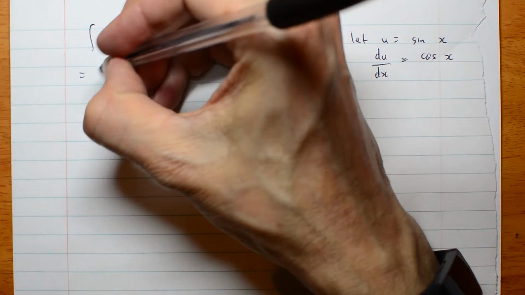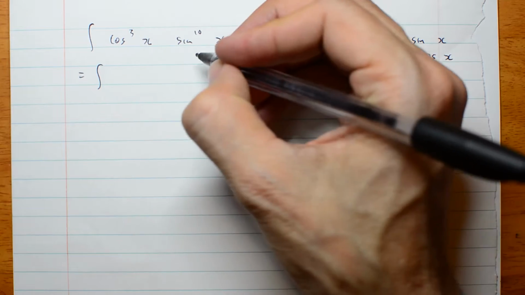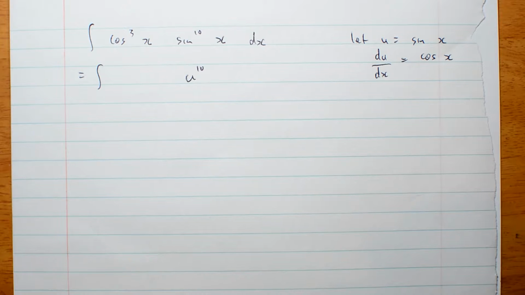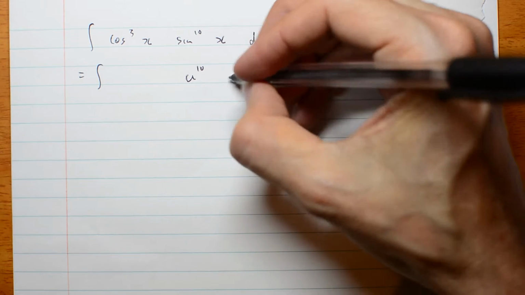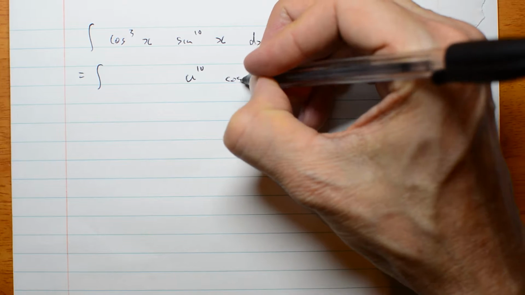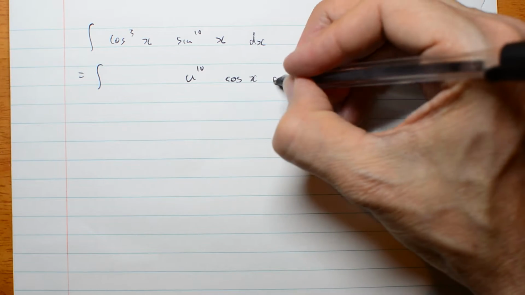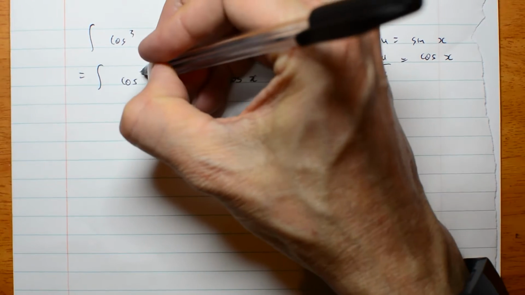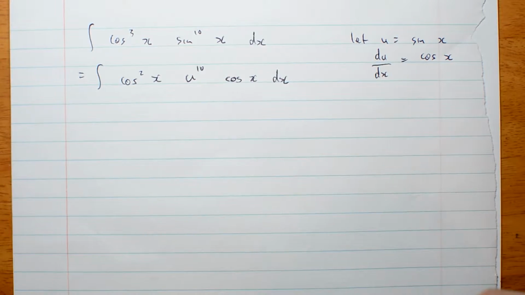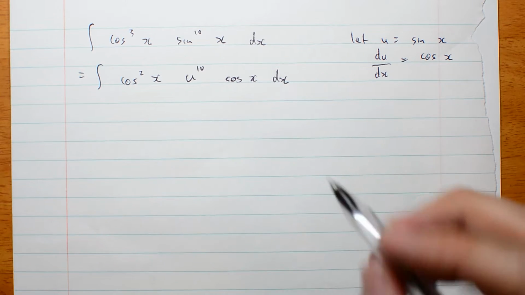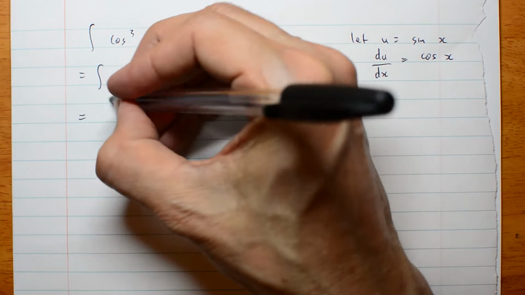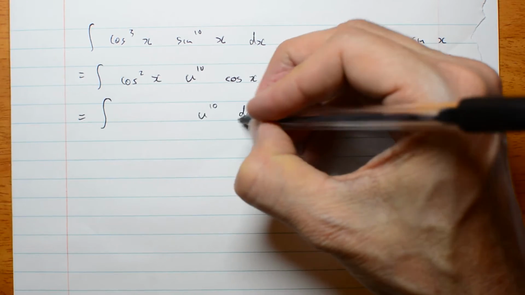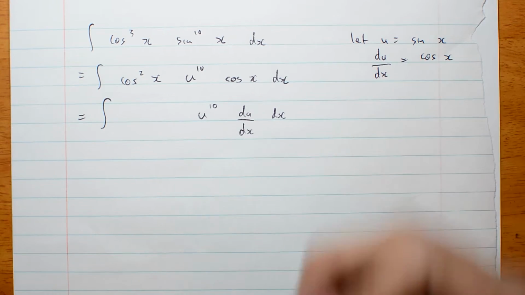Then my integral becomes, I'm going to get sine to the power of 10x is u to the 10. I want du dx, which is cos x. I've taken one of the cos x's out, so I'm left with cos squared x. So far so good. This one's going to be du dx. What am I going to do with this cos squared? I'm going to leave it for a moment. This becomes du dx dx.